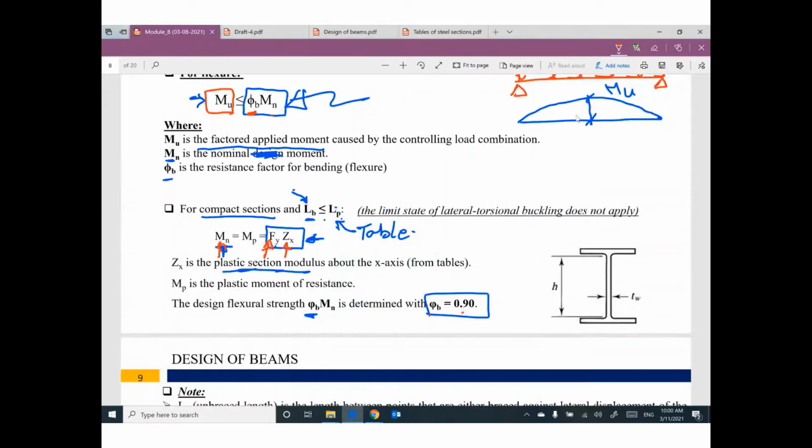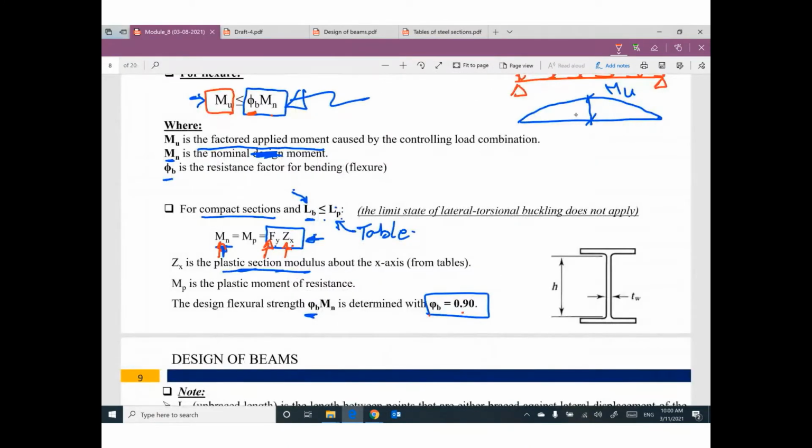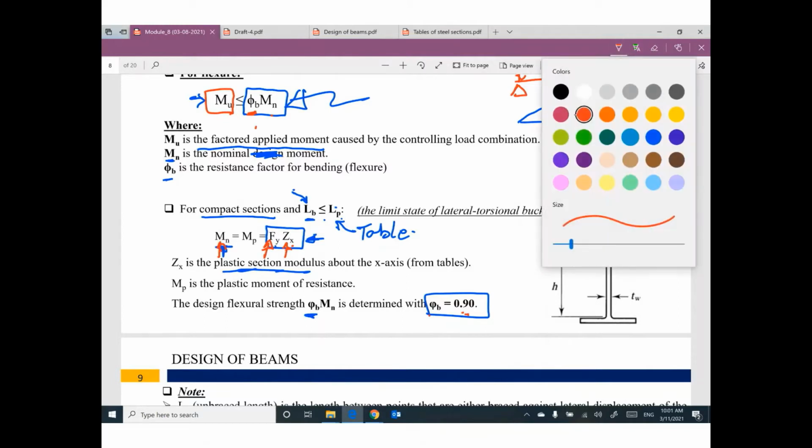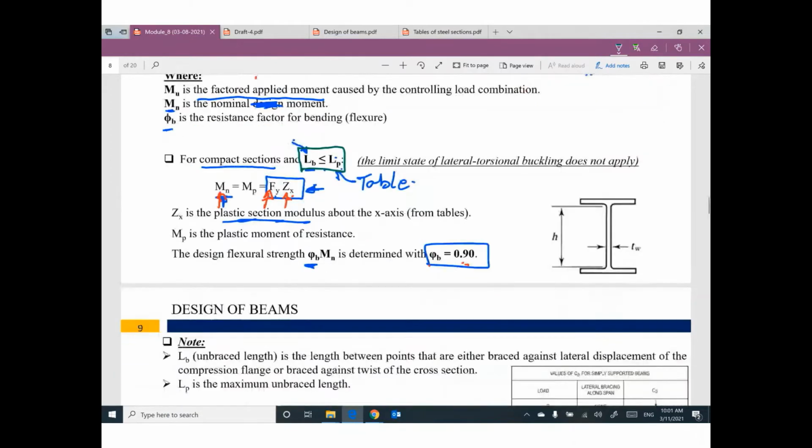But if you would like to do your calculations, okay, Mn equals F yield times Zx from the first table I provided you. Then the value for Mn, which is the nominal moment, times phi, which is 0.9, I can figure out the design moment. All of these calculations apply only if the unsupported length is smaller than Lp. We have another case.